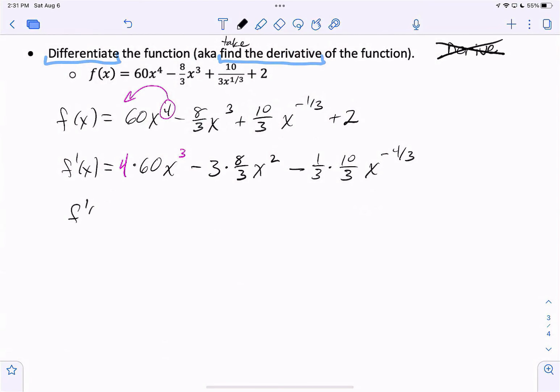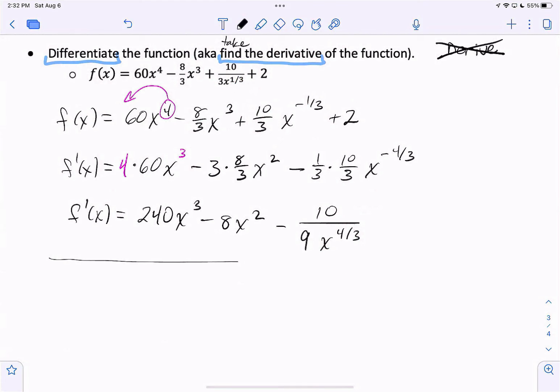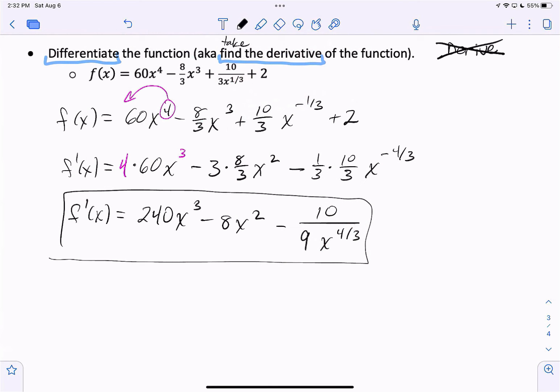Now I'm going to simplify each term. I've got 240x cubed minus 8x squared because the 3's divide out, minus 10 over 9x to the 4/3. I just gave it back in the same way it was given to me. This is the derivative. That's it for this problem. Aren't you glad we didn't have to use the definition for it?